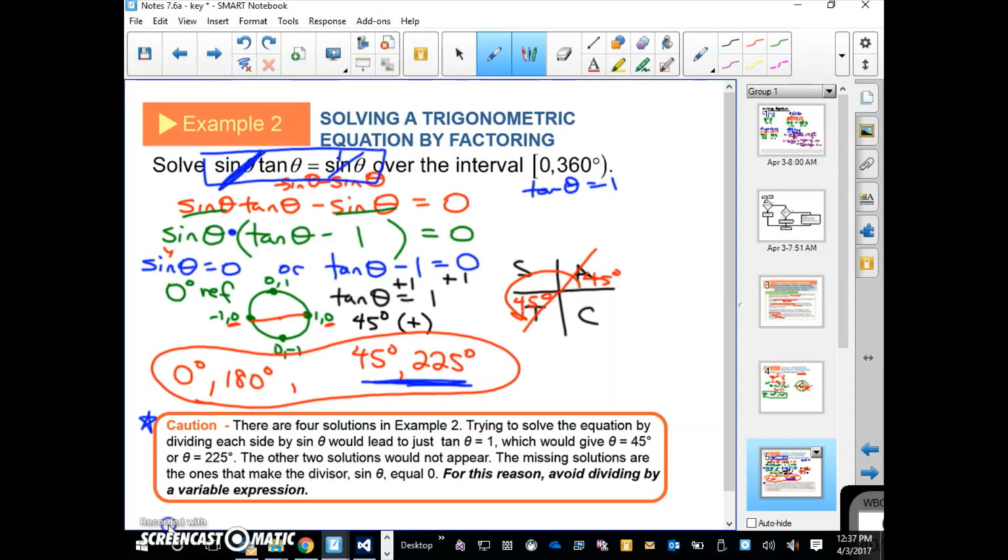If you try to cancel out one of the variables, the problem is you're going to cancel out some of your answers. Okay? So we don't want to do that. We don't want to cancel out variables because we don't want to cancel out answers. Okay? You guys understand that? Good.